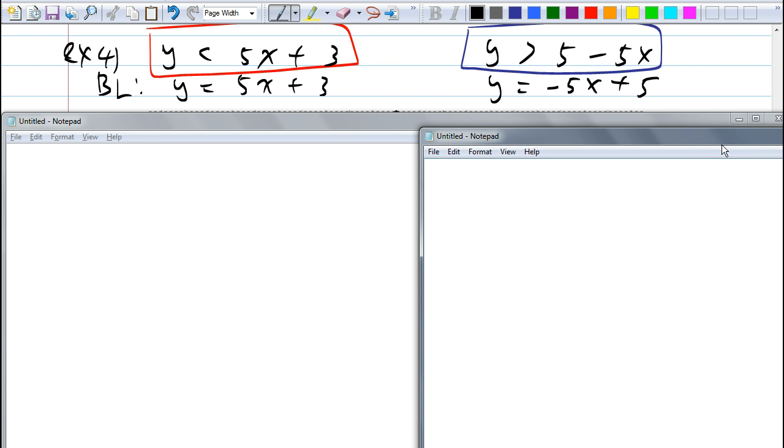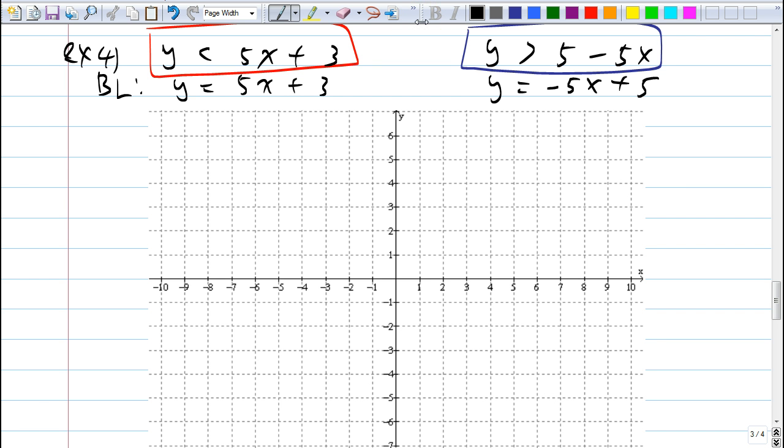Dana, can you tell me what to do for the first one here? Let's do this in red, by the way. That's why I circled it in red. So how do I graph the first inequality? Where do I start? Yeah, I go to 0, 3. Very good. Put a dot there. And what do I do? The slope is 5, so what do I do?